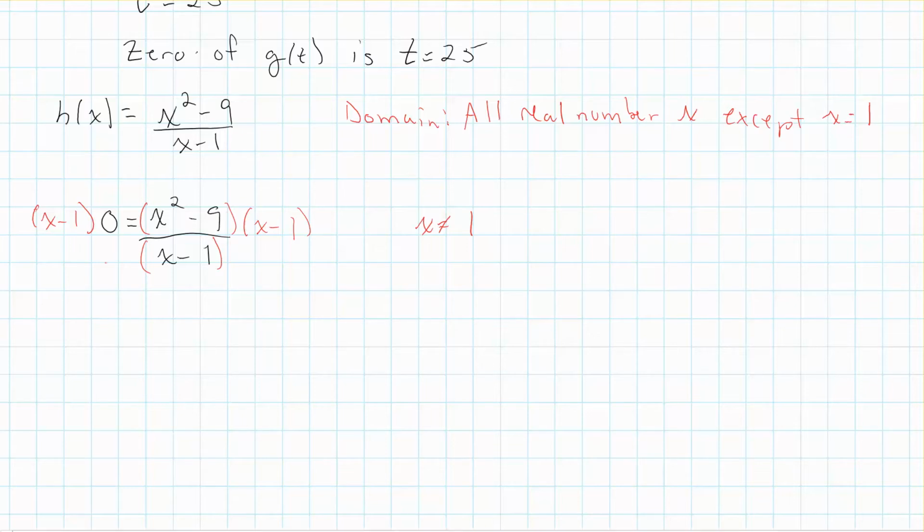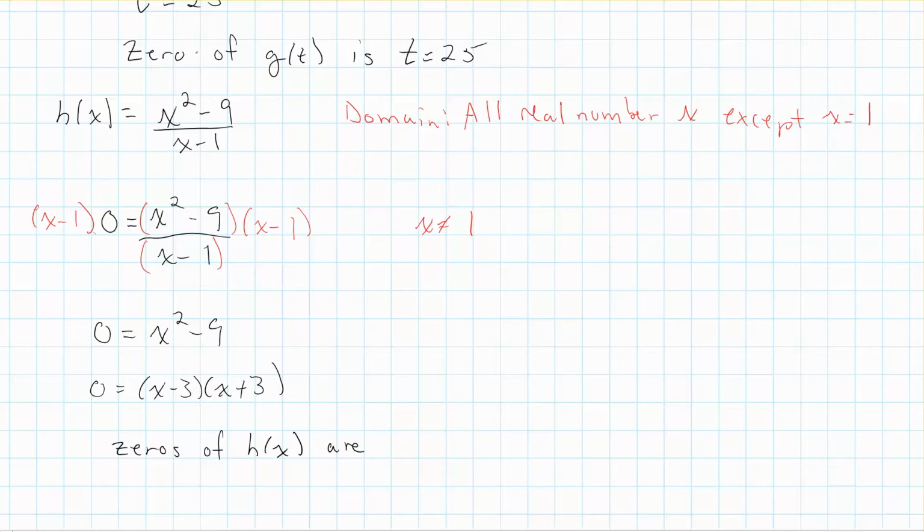Alright, so doing that, of course 0 times x minus 1 is 0, and these x minus 1s would cancel. So we get 0 equals x squared minus 9. And then this factors: x minus 3 times x plus 3. So the zeros of h at x are 3 and negative 3. I guess I didn't actually write down x equals 3 and negative 3, but it's pretty obvious once you get it factored.